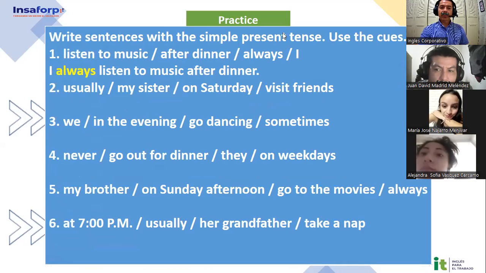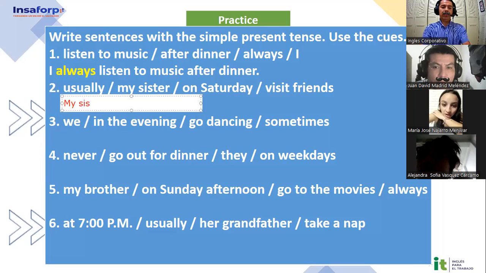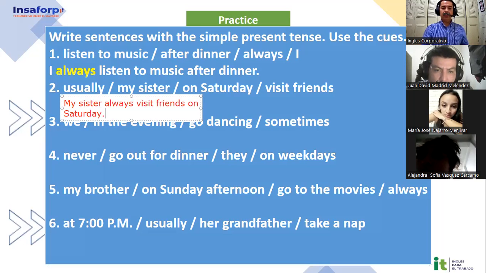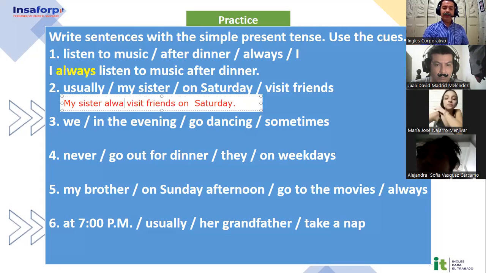Okay, number two. My sister usually visit friends on Saturday. On Saturday. Okay, Majo, is that your second? Usually or always? Sorry, excuse me. It's usually, right? Okay. Sorry. Usually visit friends on Saturday. That is your sentence, Majo?